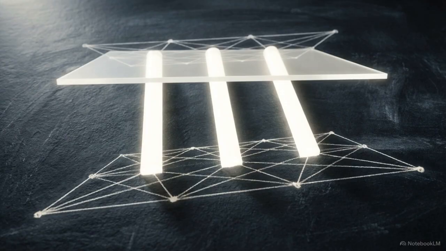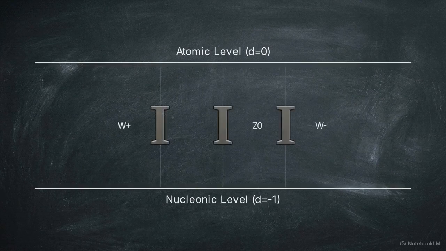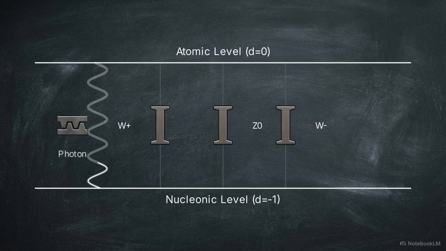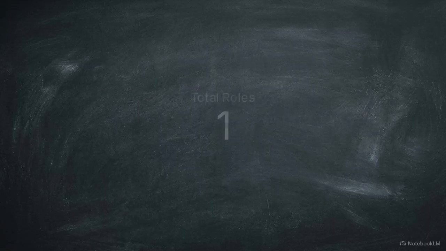To maintain a unified system, the atomic and nucleonic levels must communicate. This requires specific bridges. The W and Z bosons are these bridges. They allow the system to transmute roles and verify that the nested loops remain synchronized. There are also two entities that exist across all levels. The photon acts as the geometric link between different tori, and the Higgs field provides the baseline potentiality that defines mass for every role in the hierarchy.